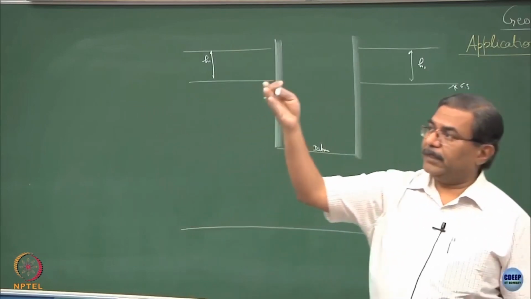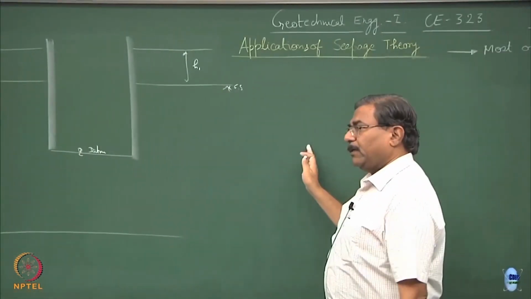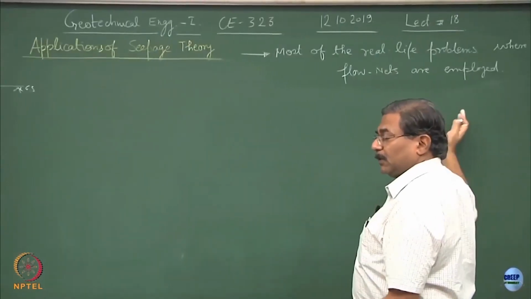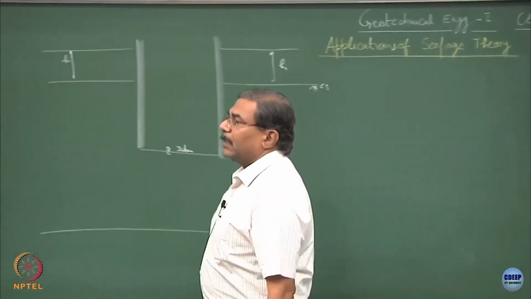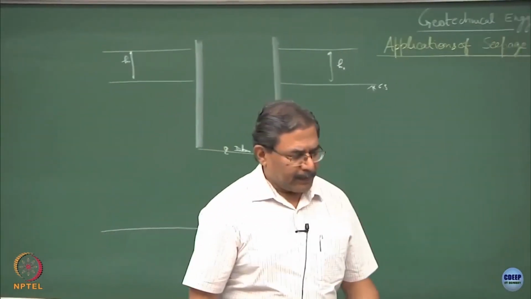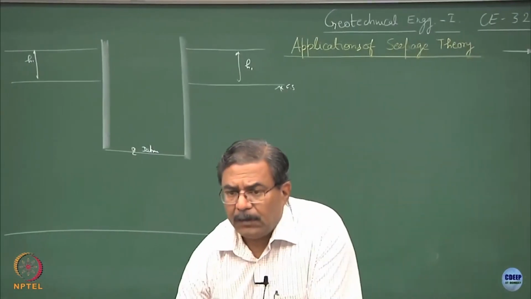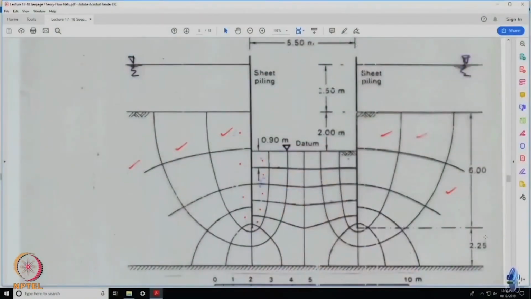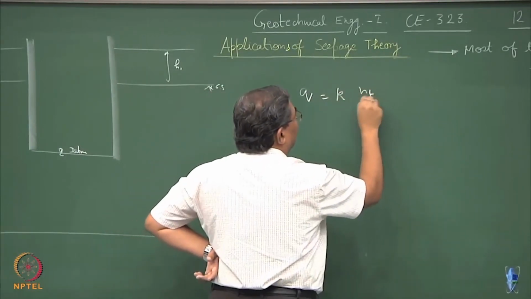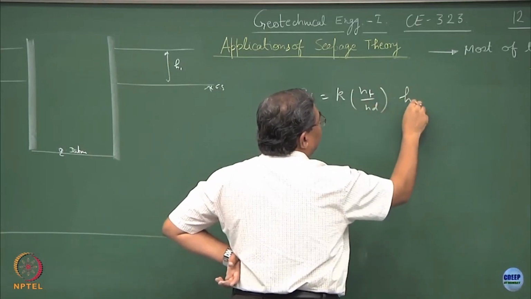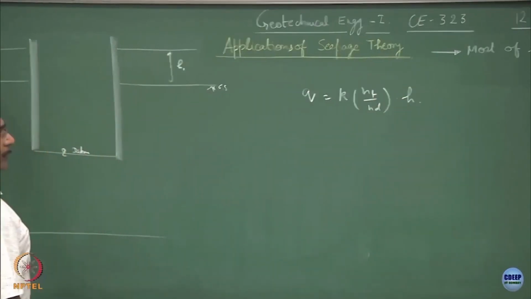Having established the flow net by one of the methods, either numerically or graphically using the teledeltas paper, you can draw the flow nets and then start analyzing it. When you analyze, we have to count the number of drops and the number of flow lines. This is what we discussed in the last lecture, where I introduced the concept that Q is equal to K into NF upon ND multiplied by H, where H is nothing but delta H.